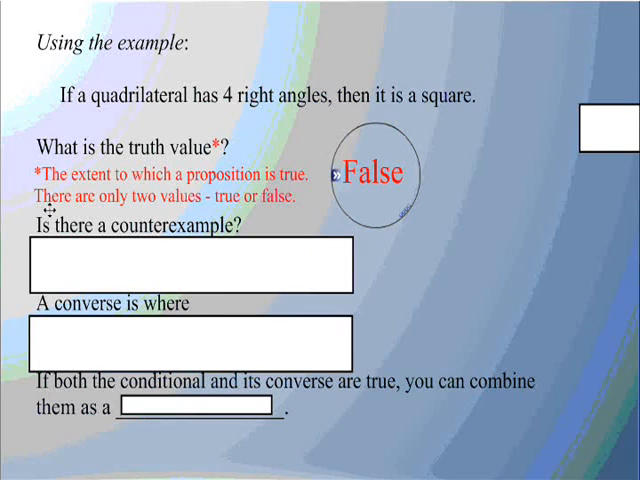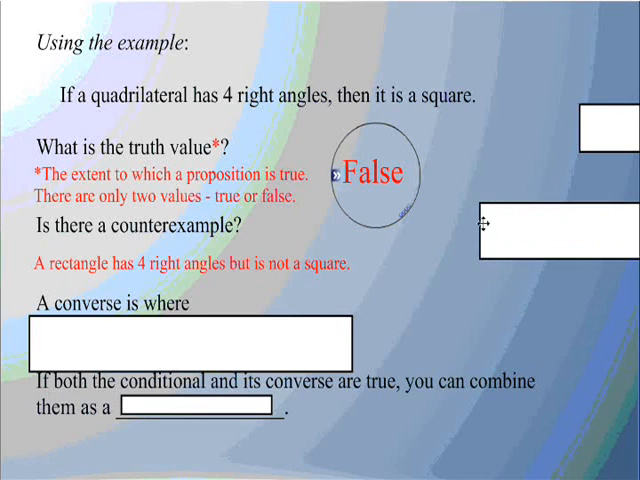The reason why it's false is because I can come up with a counterexample. What's the counterexample? All right, it is a rectangle. A rectangle meets the first part. It's a quadrilateral with 4 right angles, but it's not a square. And then you're going to go into discussion, but Mrs. Uken, squares are rectangles. Yes, all squares are rectangles, but not all rectangles are squares. So let's just table that for right now.